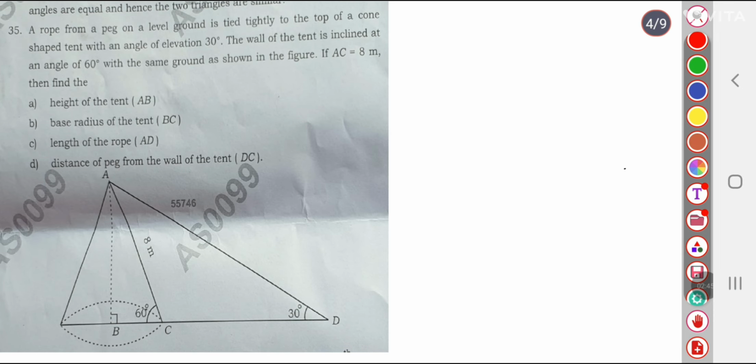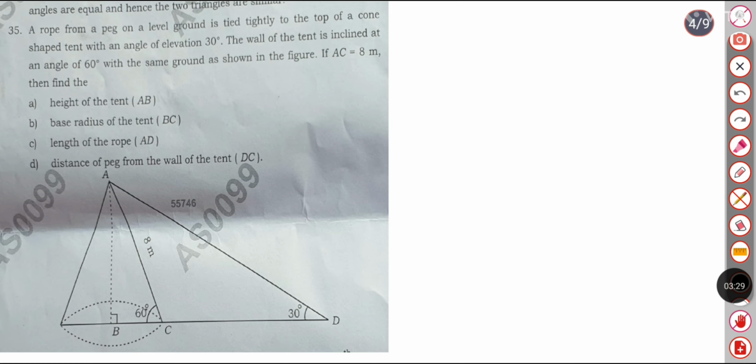Next question, question number 35. A rope from a peg on a level ground is tied tightly to the top of a cone-shaped tent with an angle of elevation 30 degrees. The wall of the tent is inclined at an angle 60 degrees with the same ground as shown in the figure. If AC is 8 meters, then find: A, height of tent AB; B, base radius of the tent BC; C, length of the rope AD; D, distance of peg from the wall of the tent DC.